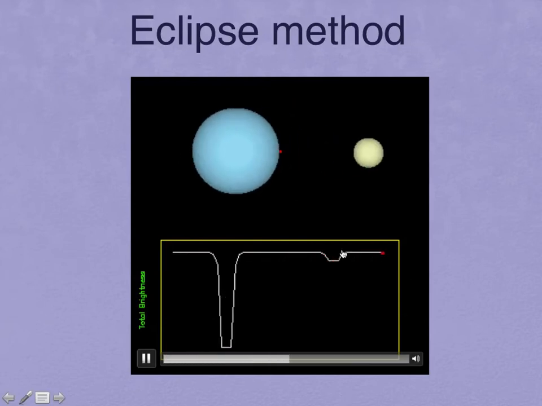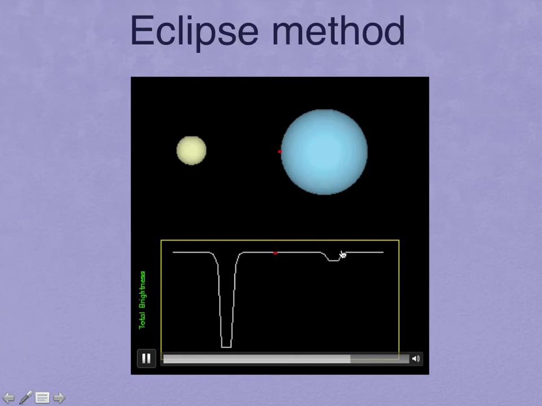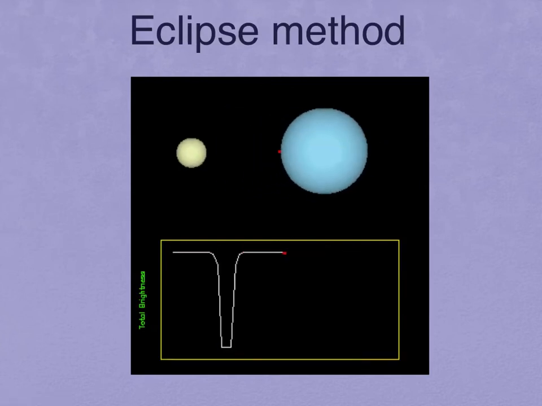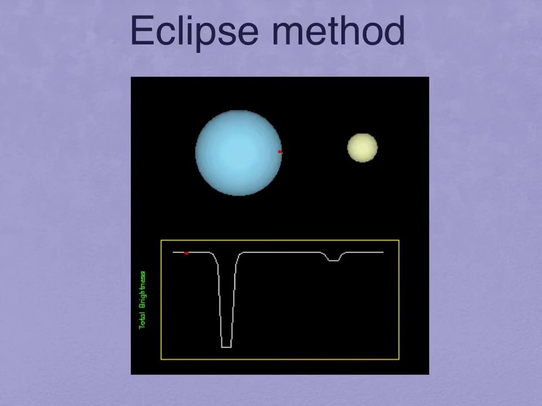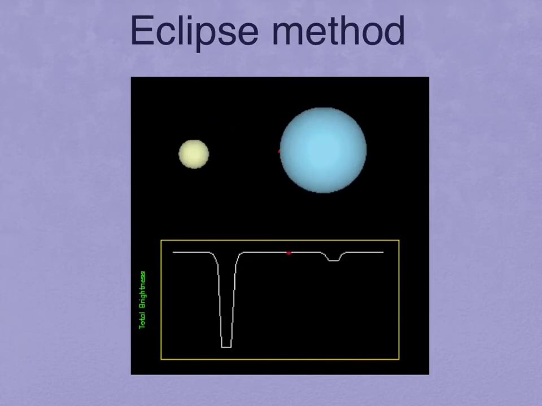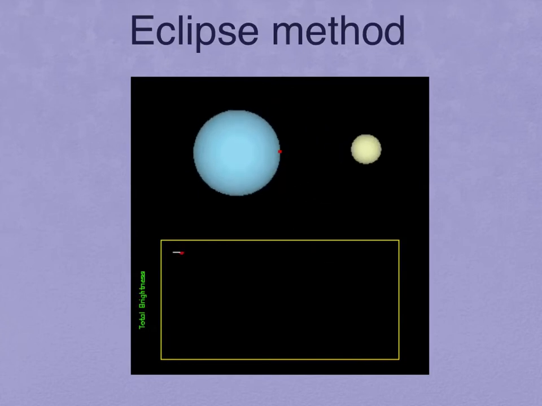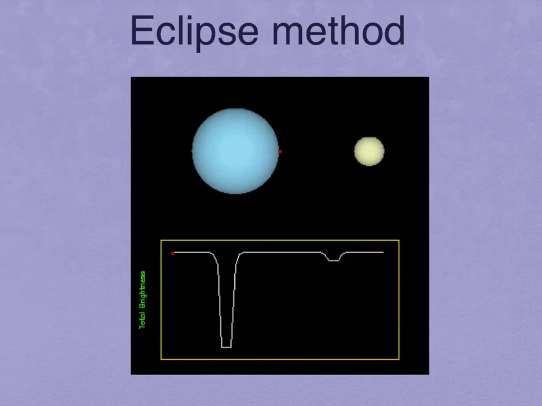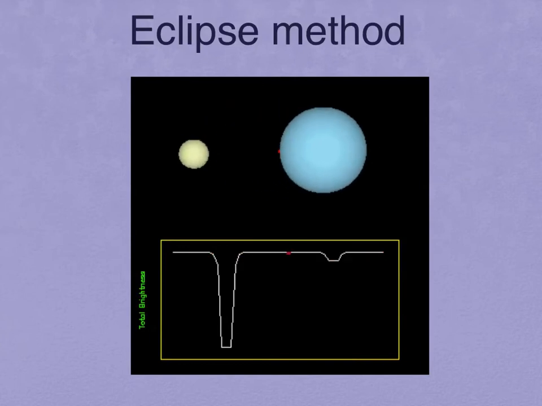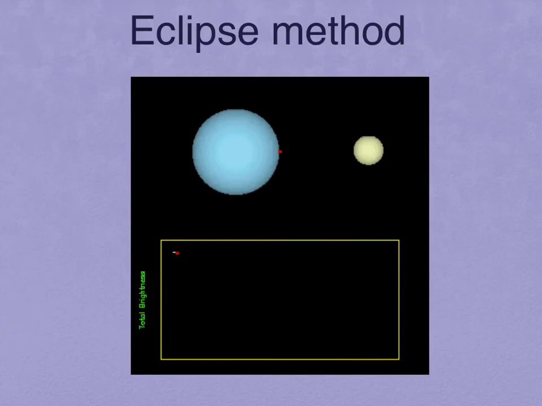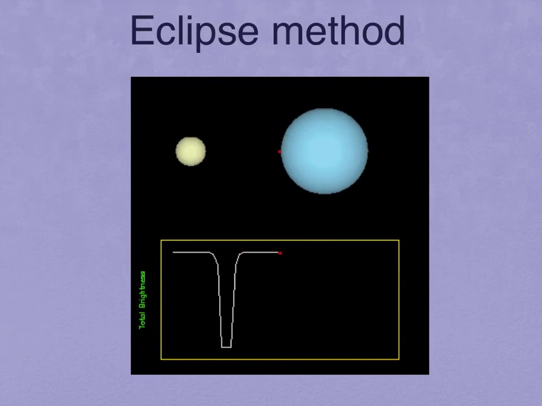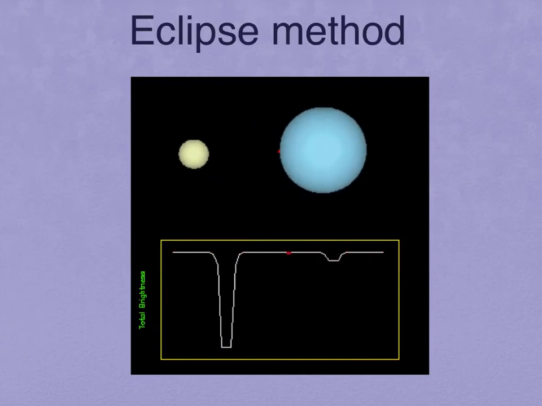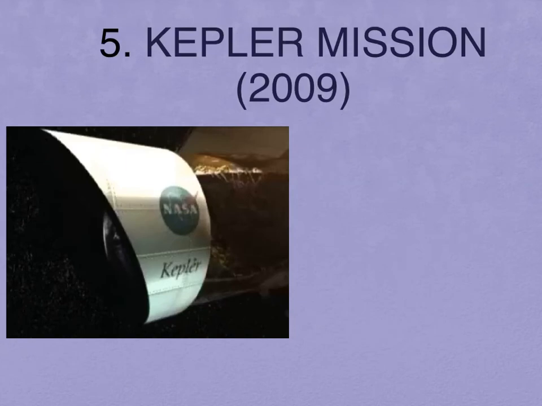You'll also notice there's a second little dip. That's when the star actually blocks out the planet briefly, because that planet reflects light. Not nearly as much light as a star, of course, but when the star blocks it, when it eclipses it, it still actually has a small dip in the light there. But mostly we're looking for the big drop in light when the planet passes in front of the star. We're looking for that dip in the light, and from that we can calculate the size of the exoplanet.